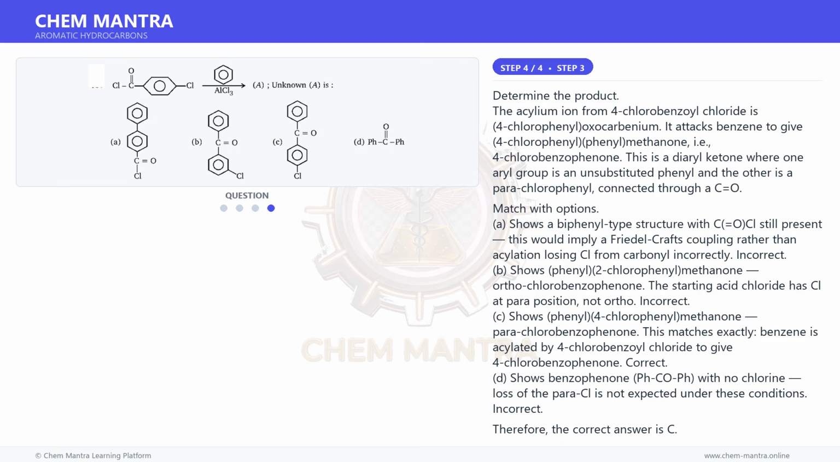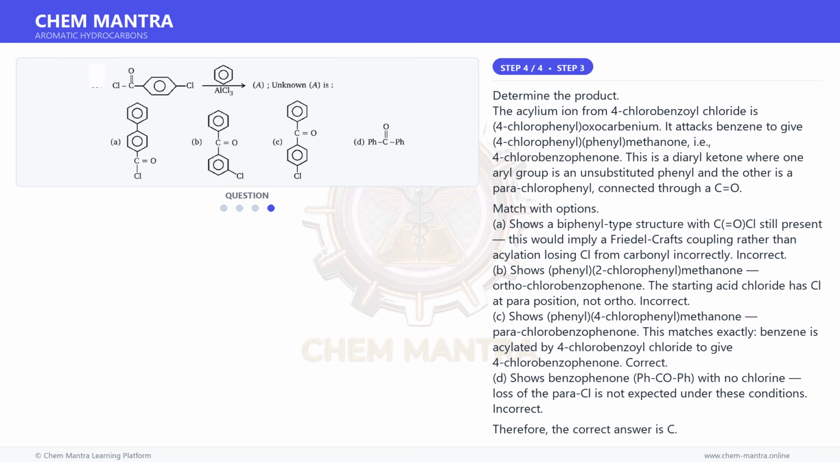The acylium ion from 4-chlorobenzoyl chloride is 4-chlorophenyl oxocarbenium. It attacks benzene to give 4-chlorophenyl phenyl methanone, i.e., 4-chlorobenzophenone. This is a diaryl ketone where one aryl group is an unsubstituted phenyl and the other is a para-chlorophenyl, connected through a C=O. Match with options.